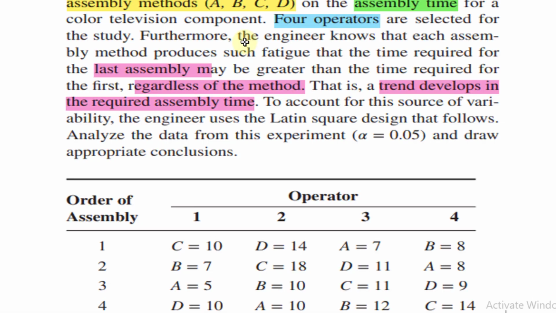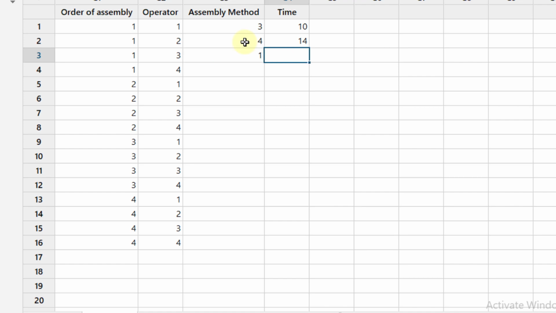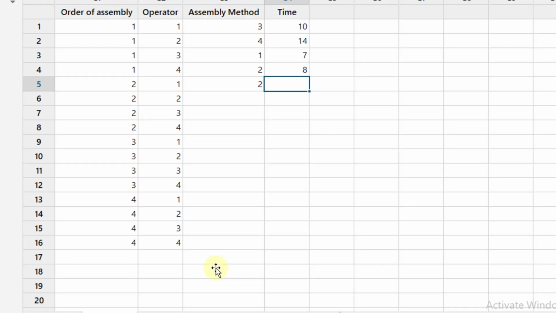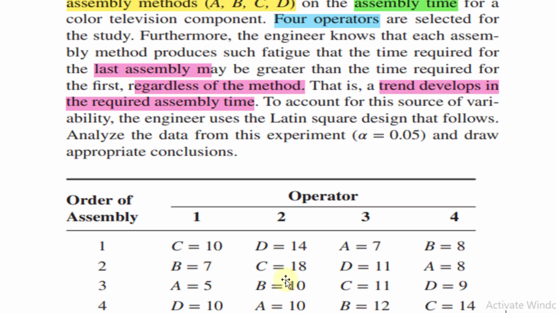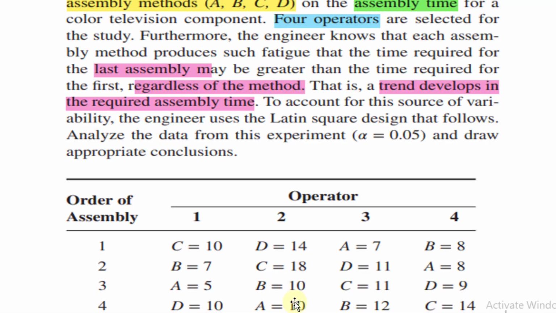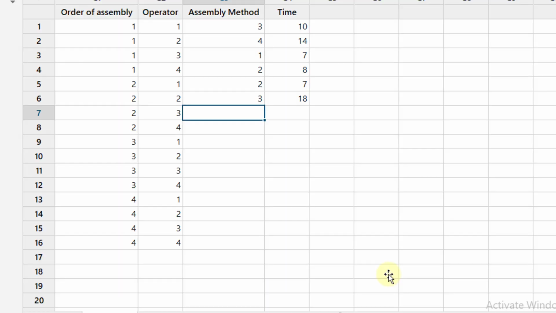For the third observation, just write 7, 1, 7, 2, 8. So 1, 7, then 2, 8. Then write here 2, 7. Then write 3, 18. Then after that 4, 11. Then write 1 and 8.